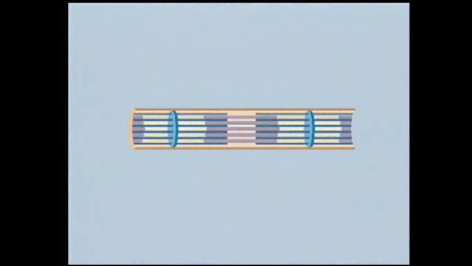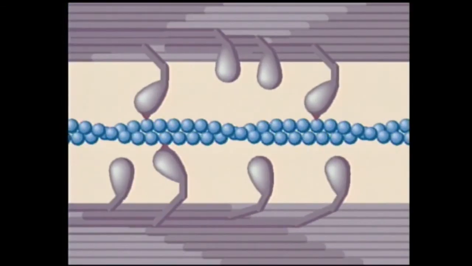There are two types of filaments within a myofibril: thick filaments and thin filaments. The Z-lines are actually disc-like sheets of protein to which the thin filaments are attached. The segment of the myofibril between two Z-lines is called a sarcomere. The thin filaments are constructed of a protein called actin. The thick filaments are bundles of protein molecules called myosin.